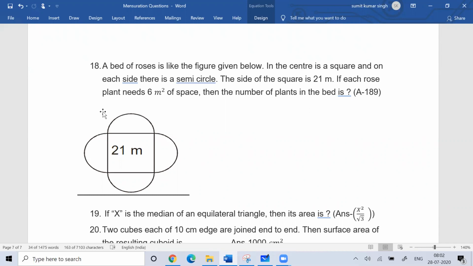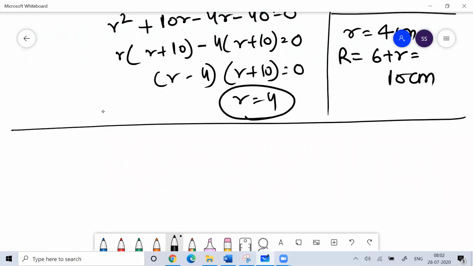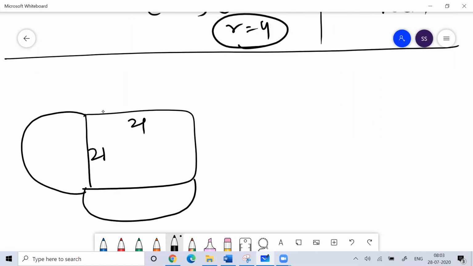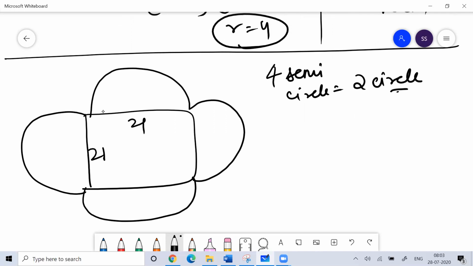So the bed of roses is like this figure. There's a square, and the side of the square is 21. This is a square of side 21, and then you can see 4 semicircles having the diameter 21. I hope you understand. If there are 4 semicircles, I can say that they are equal to 2 circles, and the diameter of the circle is 21. So I can say the radius is 21 by 2.